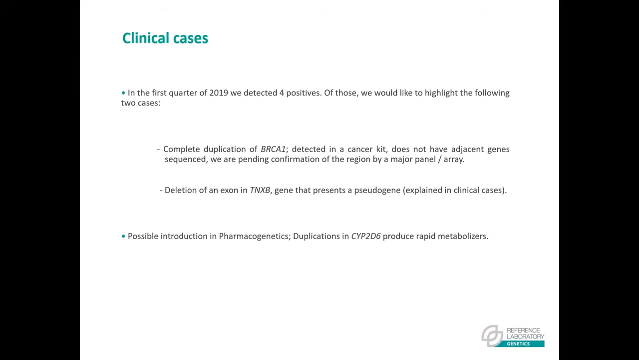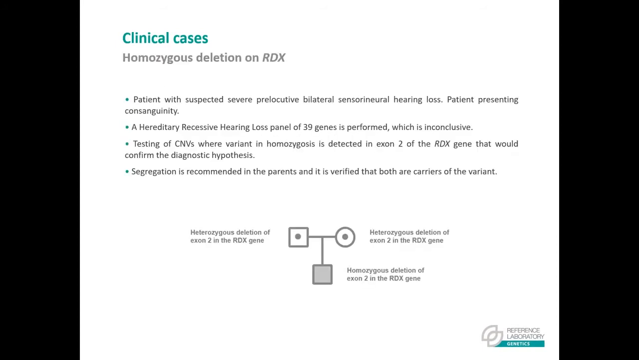Pharmacogenetics associated with duplications and deletions in some CYP genes, such as the CYP2D6 gene, where many CNVs have been described affecting metabolization. People with a duplication affecting this gene will be quick metabolizers. Now, I will explain some of the cases in more detail.